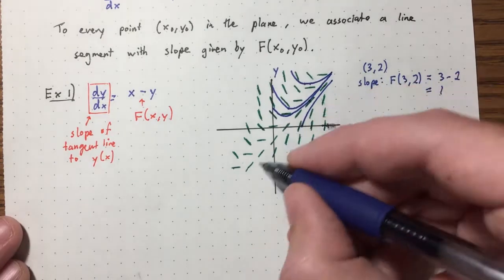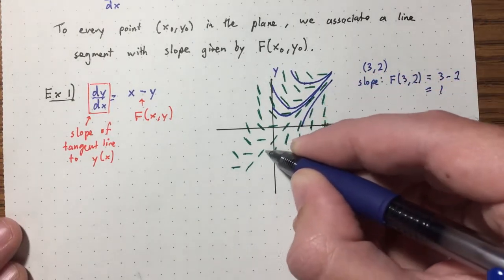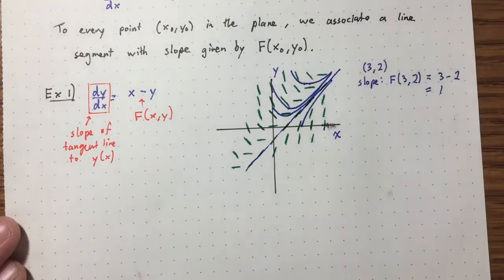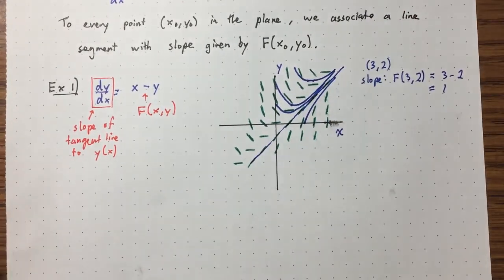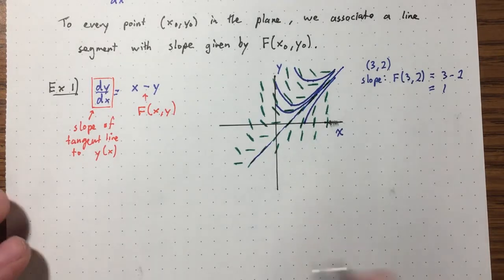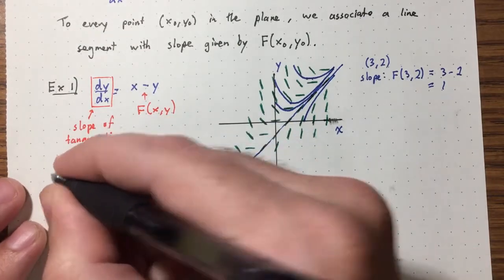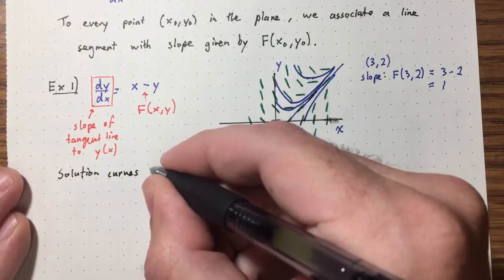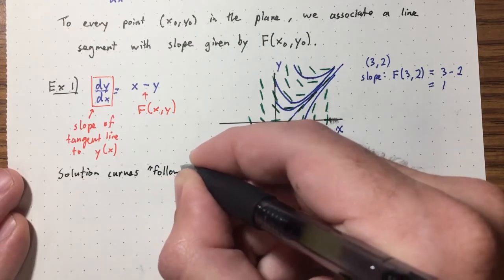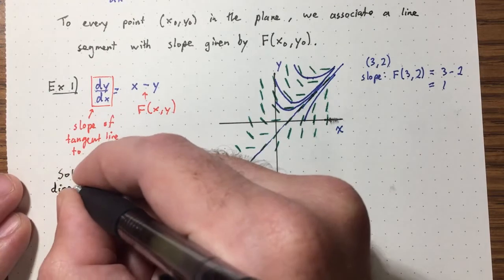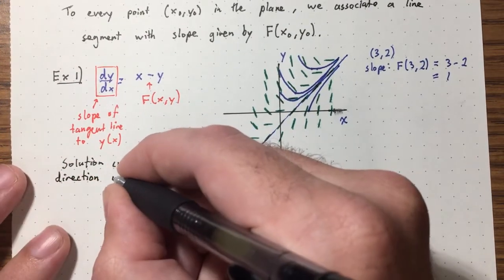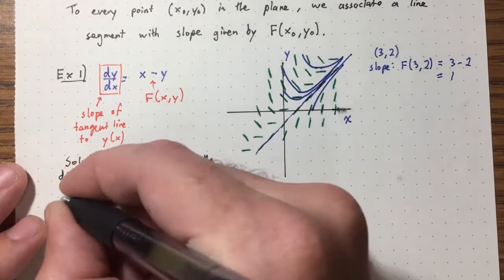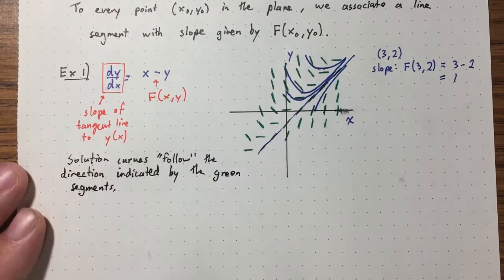Actually, there's a really interesting one. What if we just start along this line here? We're just going to be staying along that line. So there's actually a linear solution here to this differential equation. And there are several nonlinear solutions. Let me just sum that up. Solution curves follow the direction indicated by the green segments, by those little line segments.